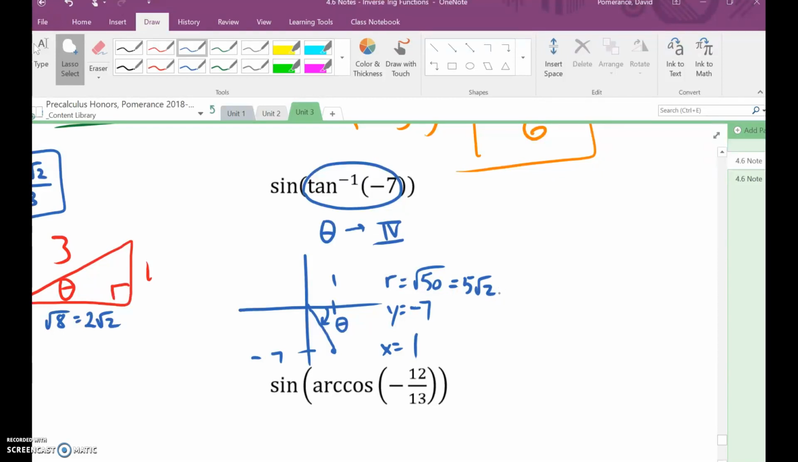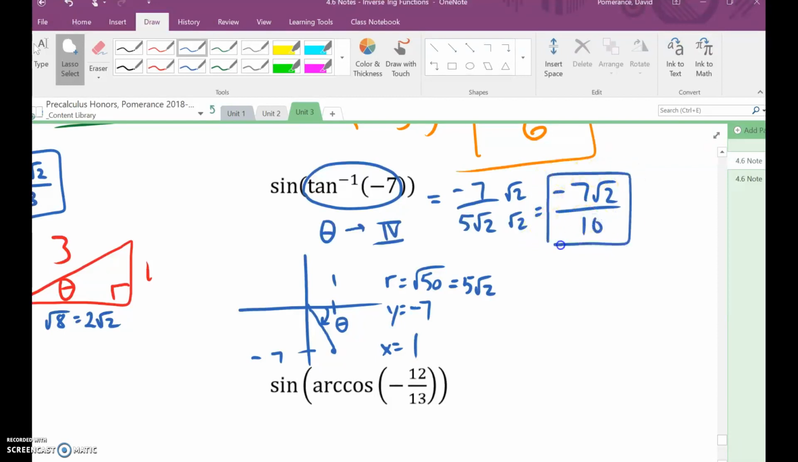Sine is y over r, so we've got y is negative 7 and r is 5 root 2. And to finish this off, we say, well, we can't have a radical in the denominator, if you care about that sort of thing. So 5 times 2 is 10, and we have our final answer. All right.